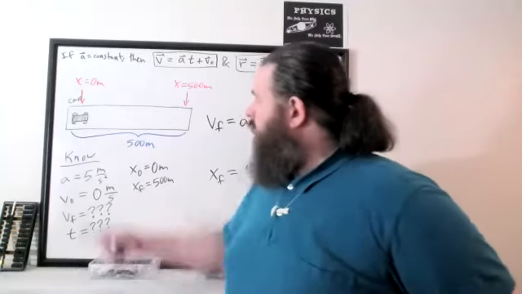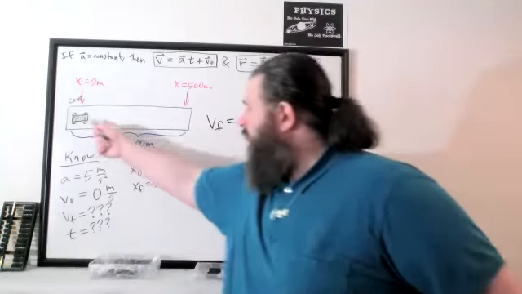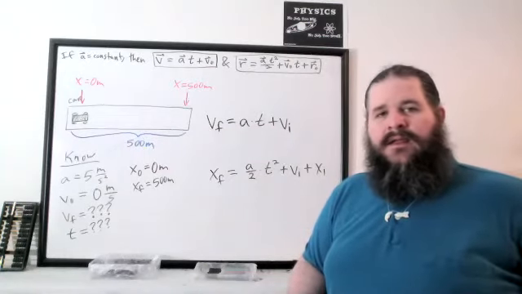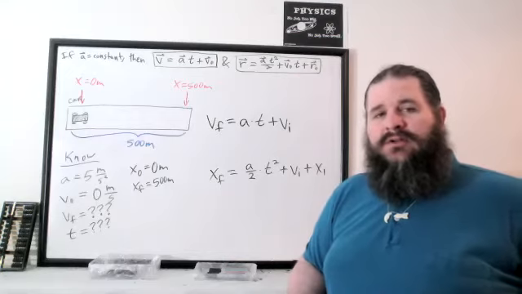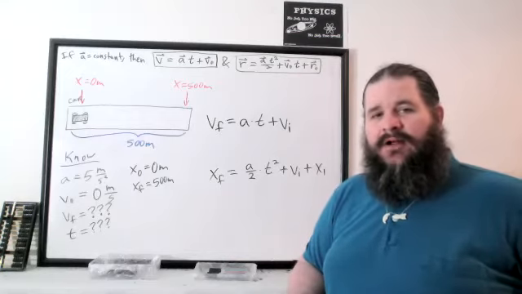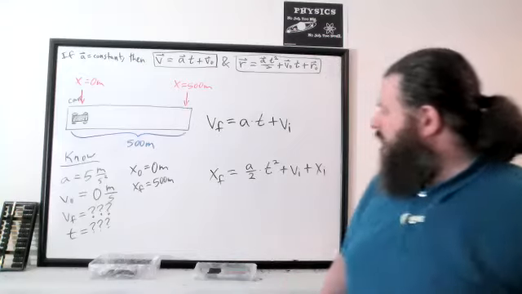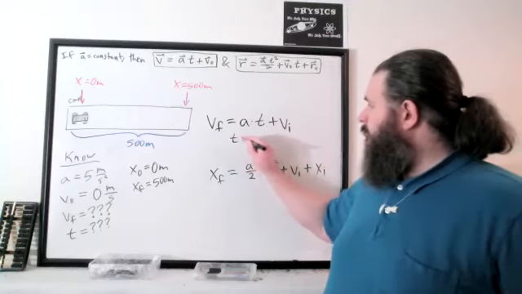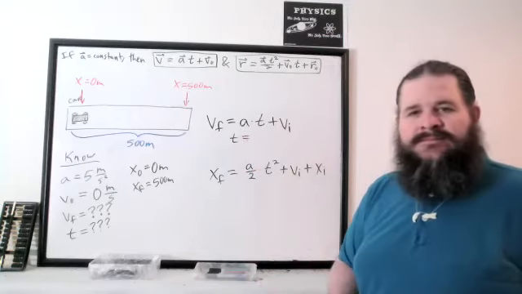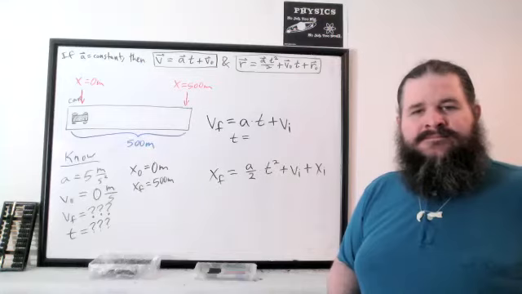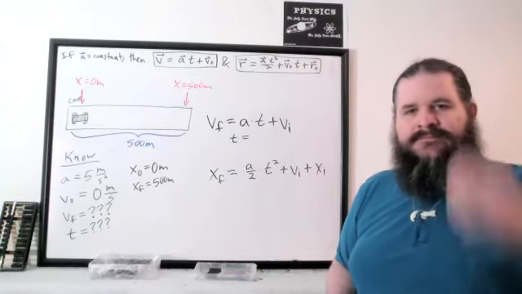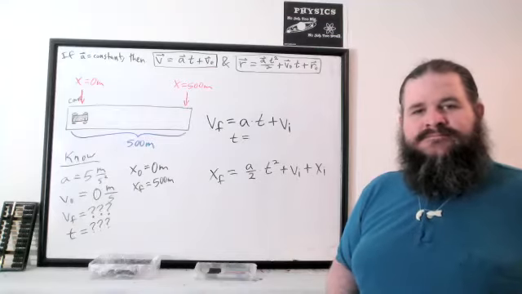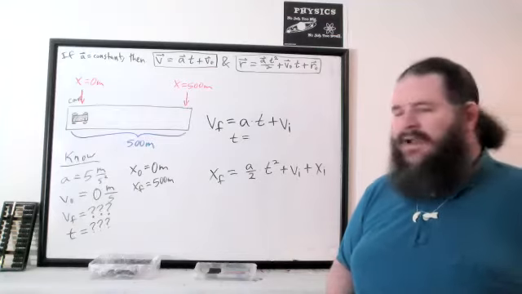It'd be useful if we could figure out how fast the car is going 500 meters further down the road without having to know what time that happens. We can do that by creating a new equation that doesn't have time in it at all. And one way to do that is to isolate time in one equation. For instance, if you isolate t here, what would you get? Can you solve that for time?